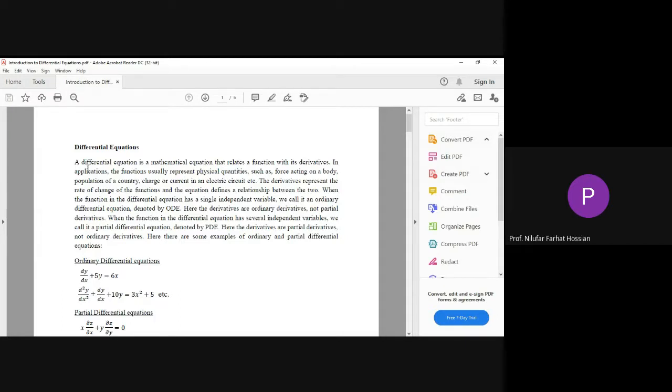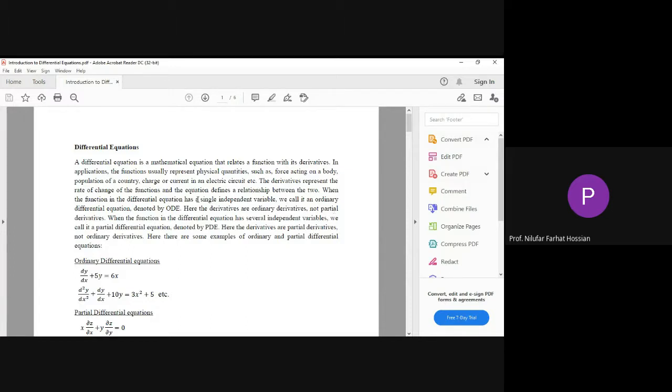So in applications, these functions usually represent physical quantities, like force acting on a body, population of a country, current in an electric circuit. If you want to write down the equations governing the system, then you will get a differential equation. So in physical problems, we often need to solve these types of differential equations. The derivatives represent the rate of change of the functions. If your function is y as a function of x, dy by dx means what? The rate of change of the function. And the equation defines a relation between the two.